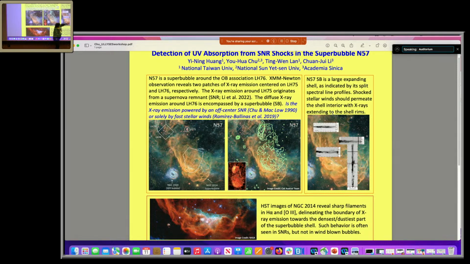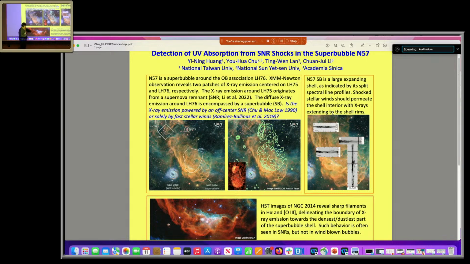So this is a shell spectra mapping this superbubble. You see the line splitting. So it's an expanding shell. It's expanding all over the place. So it's a hollow shell. So there's no reason for the stellar wind to be confined within the central region to reach all the way to the end. So it's not.